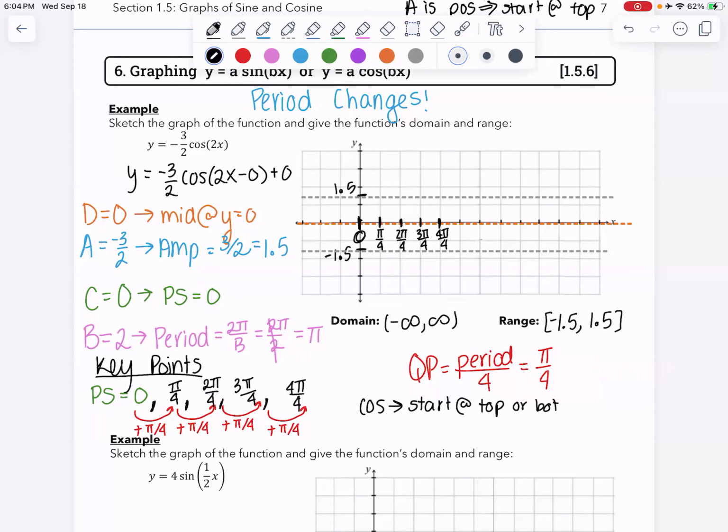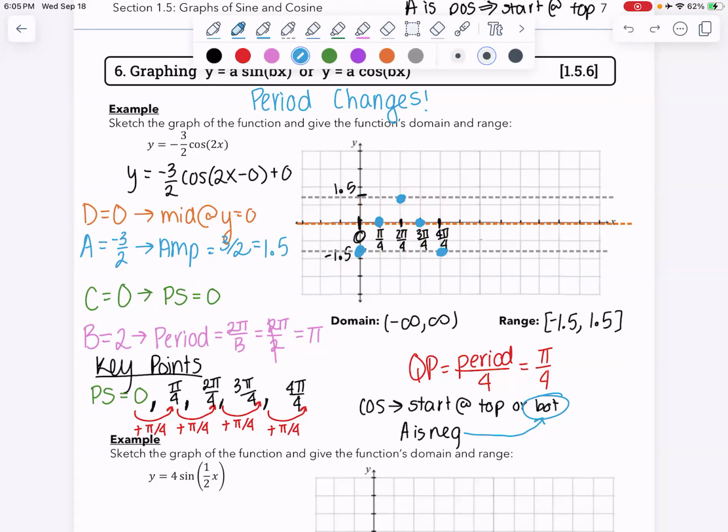In this case, A is negative. If A is negative, that means we start at the bottom. So I'm starting at the bottom, step up to the top. Once I hit the top, back down, again, at my important values. There is 1 point everywhere.